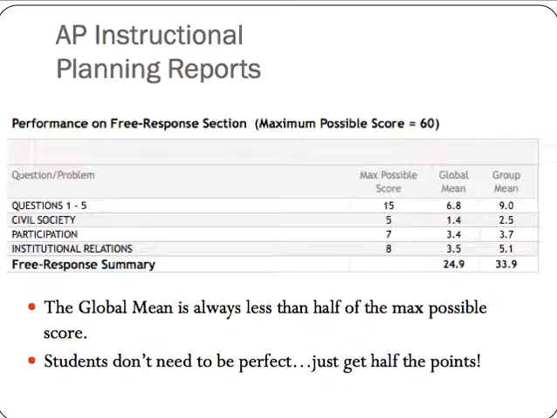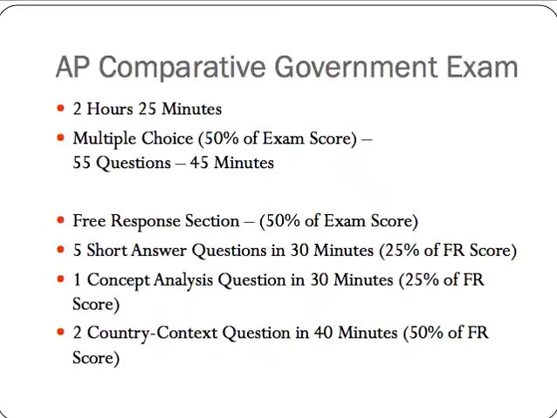Now, as I introduce this, I want to also point out what the test looks like. Again, here's the planning report. The global mean is always less than half of the max possible score for this test. So you don't really need to be perfect, you just have to get half the points. The exam is 2 hours and 25 minutes. 50% of your exam score is on your multiple choice. There are 55 multiple choice questions.